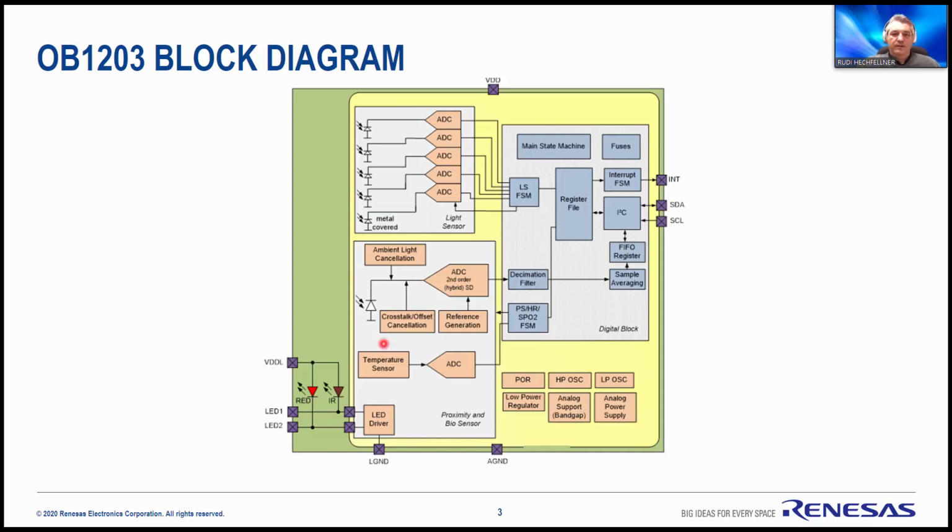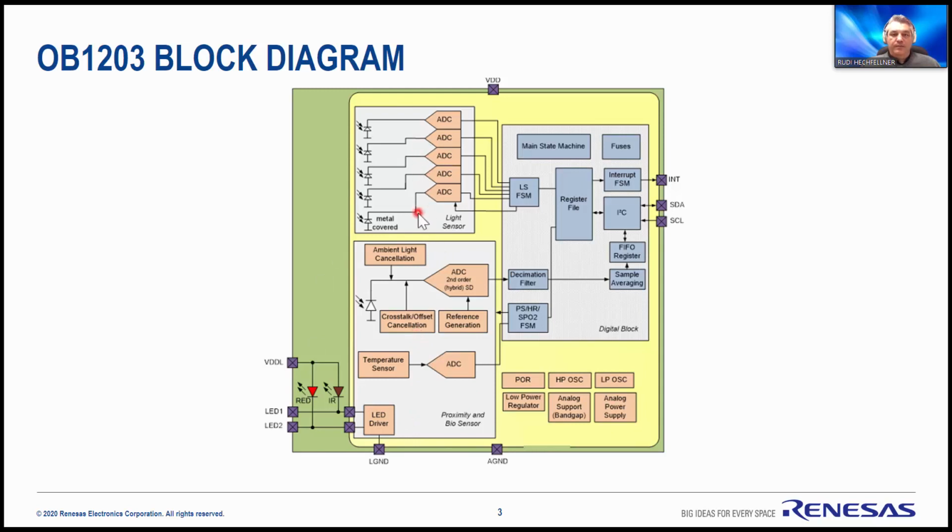There's also a crosstalk and offset cancellation circuit. Optical sensors, specifically sensors with light sources as well as photodetectors in one module, will always have crosstalk. Optical crosstalk is when light from the light source goes directly into the photodetector without penetrating the human skin, for example, in this case. This circuit eliminates that crosstalk and eliminates the offset such crosstalk would create, so we can focus on the actual signal that is meaningful in this circuit. So the bottom left is the proximity and biosensor block.